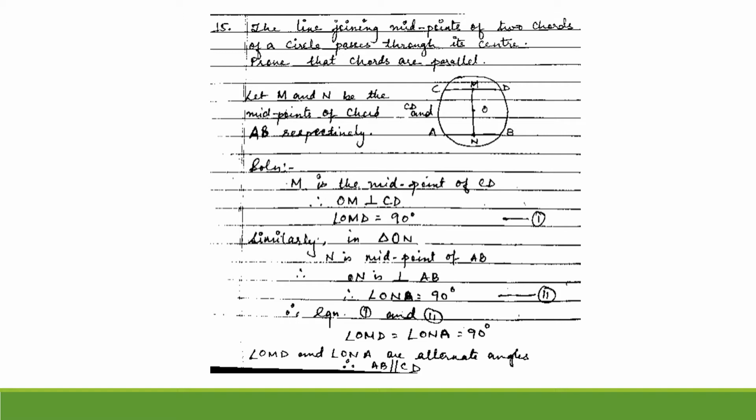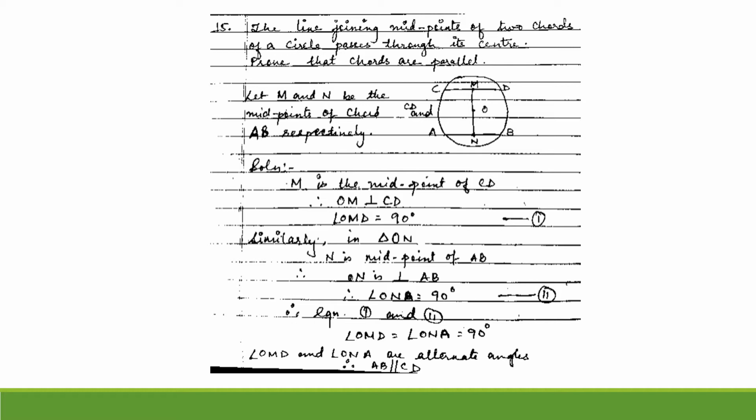Now we know that whenever we have alternate angles or corresponding angles, they can be used to prove whether the lines are parallel to each other or not. So here what we can do is if we can prove that angle DMO and angle ANO are equal, so we know that if these are two parallel lines and if these two angles are equal, that means they are forming alternate angles. So we can say that CD is parallel to AB here.